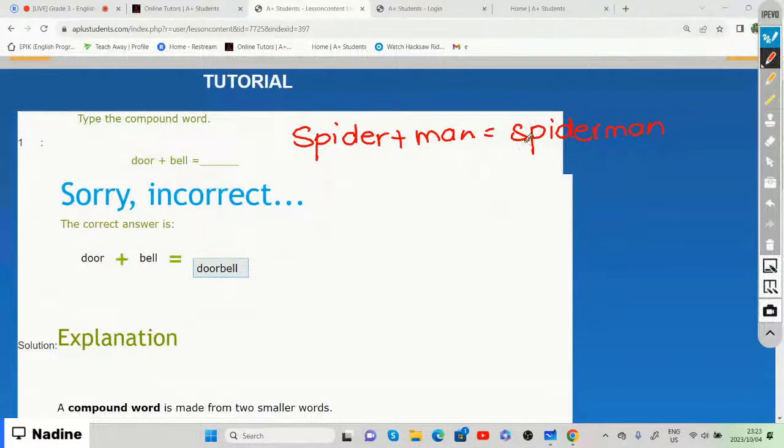I can think of another one for you. For example, rain plus bow is rainbow. So now you come up with words for me. Two smaller words that make up the compound word. What words do you know that make up a compound word? You put those two words together or join those two words, and then we will get our compound word. Even if it's a superhero or anything.